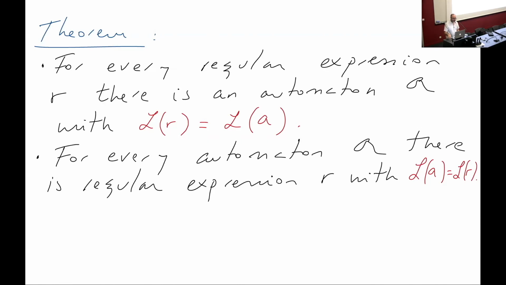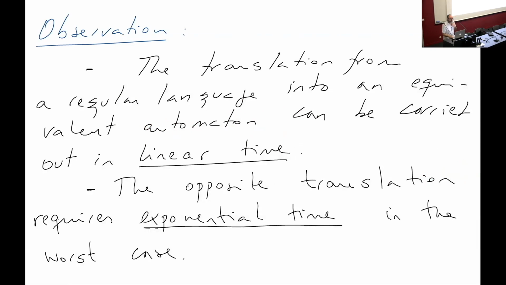Moreover, these relationships are constructive. For each automaton, we can construct an equivalent regular expression, and for each regular expression, we can construct an equivalent automaton. Now, the cost of these translations is different. The translation that is more important for us is the one from regular expressions into automata, and this can be carried out in linear time. From a regular expression, we can construct an equivalent non-deterministic automaton in linear time.